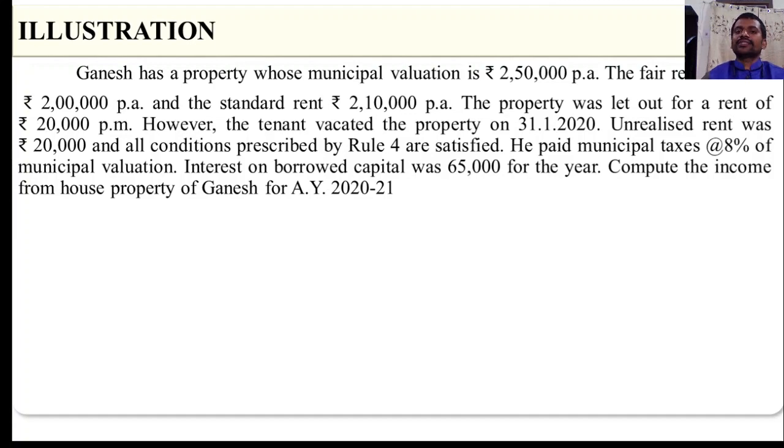Next, interest on borrowed capital was 65,000 for the year. He borrowed the capital for the construction or for the acquisition of the house. That borrowed loan interest amount is 65,000 for the year. Compute the income from house property. We have to compute his income from house property for the assessment year 2021.